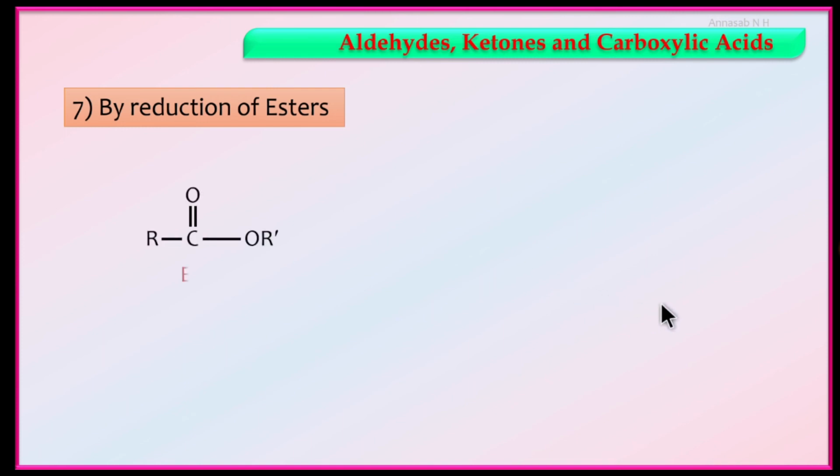The ester formula is RC double bond OR dash, which is again a derivative of carboxylic acid, from which the OH group is replaced by OR or OR dash. R and R dash may be same or different. This ester undergoes reduction with Dibal H followed by hydrolysis.